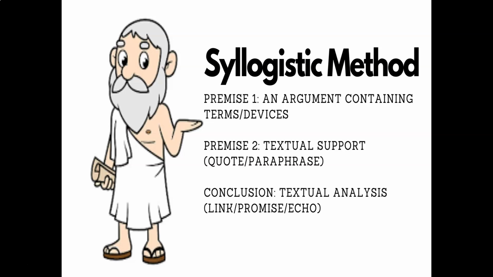The conclusion is the textual analysis. And that's where you throw your links, your promises, and your echoes. So you've got to go back to the prompt. You've got to go back to the thesis, the original thesis, in the conclusion of the syllogistic body paragraph, not the conclusion paragraph of the essay, but the conclusion of the body paragraph.